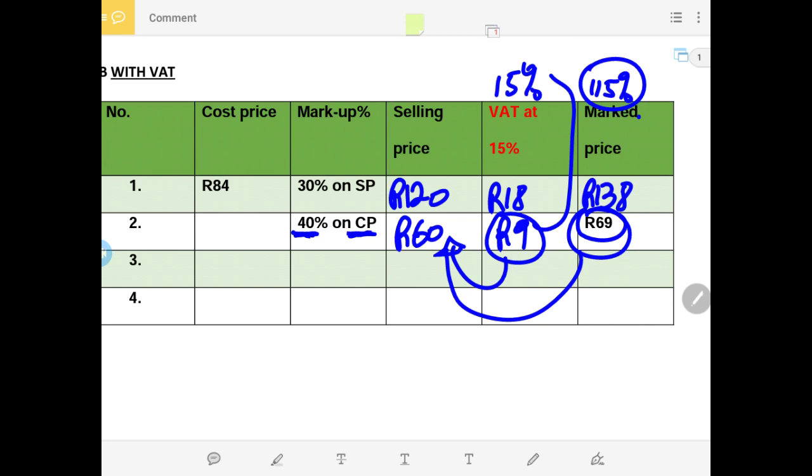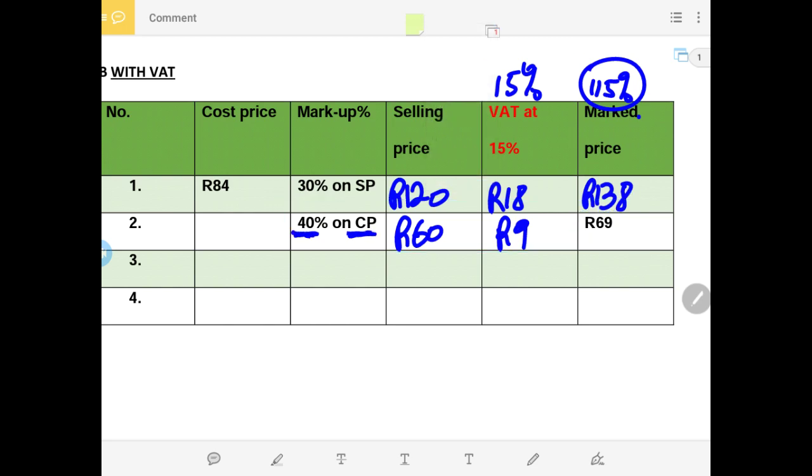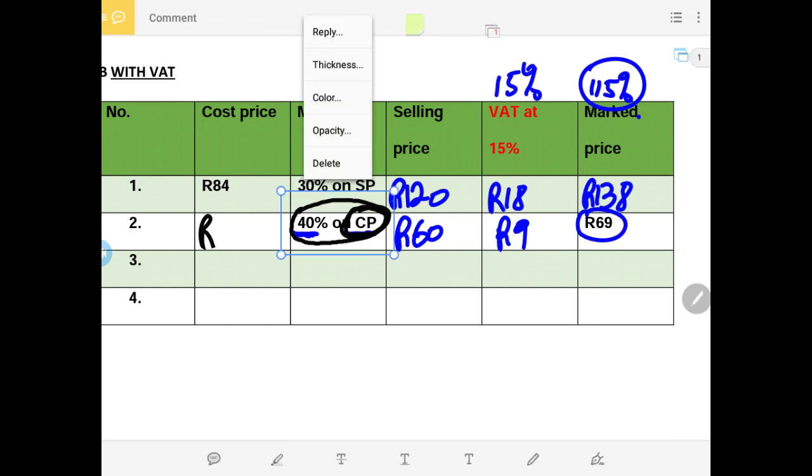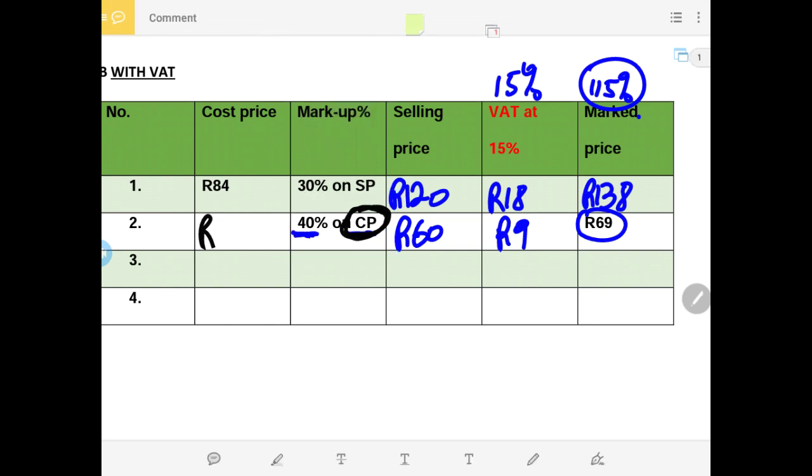Then we still now go to the other missing columns. Let us not forget that we have our markup percentage on cost price. So we need now to calculate our cost price. That is the missing amount. Then after calculating the cost price, we need to calculate our markup percentage again, just to verify and be familiar with the calculation of the markup percentage when it is not given.